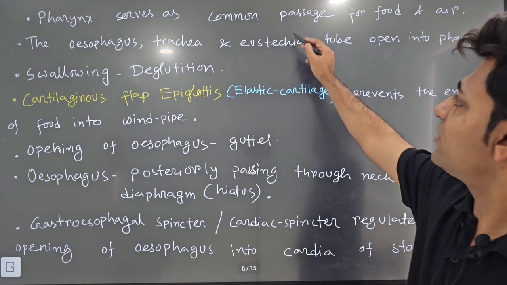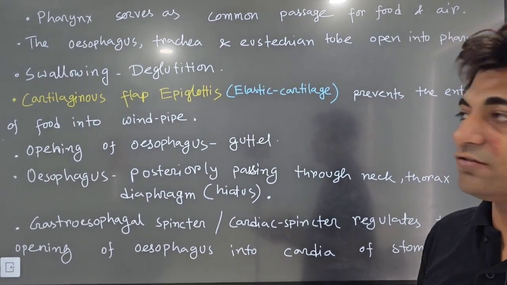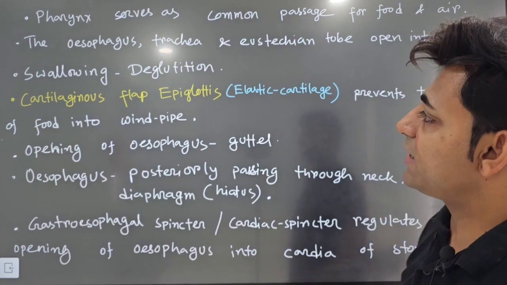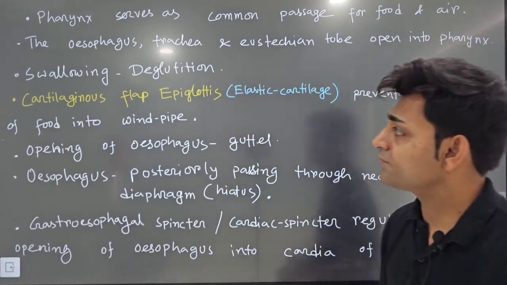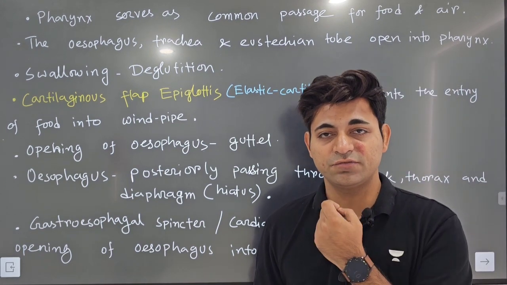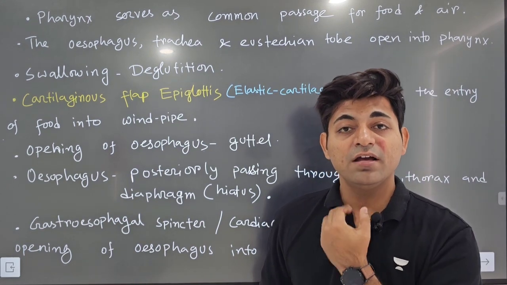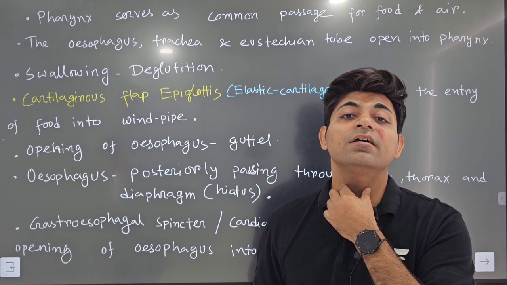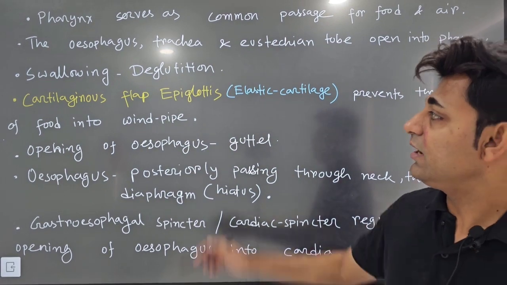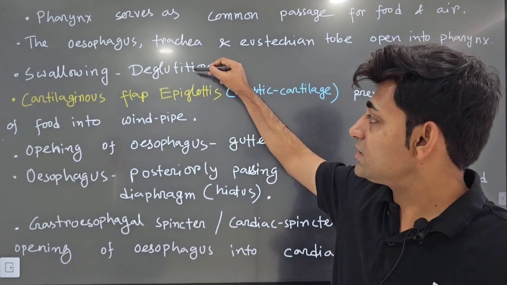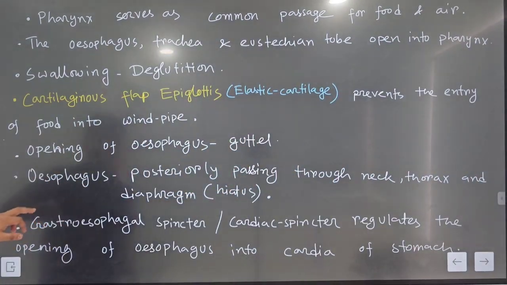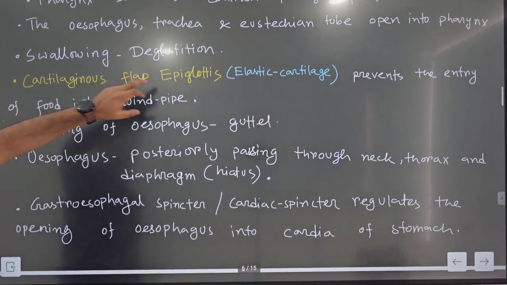Now the pharynx serves as the common passage for food and air. Already we have discussed this. The esophagus, trachea and eustachian tube open into the pharynx. That also we have discussed. Now after we chew the food in our mouth, we will be swallowing the food. This swallowing process is called deglutition.